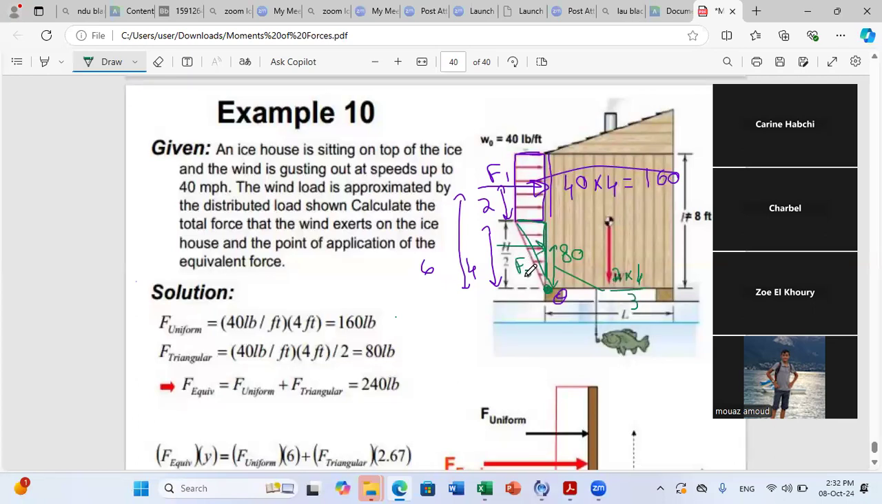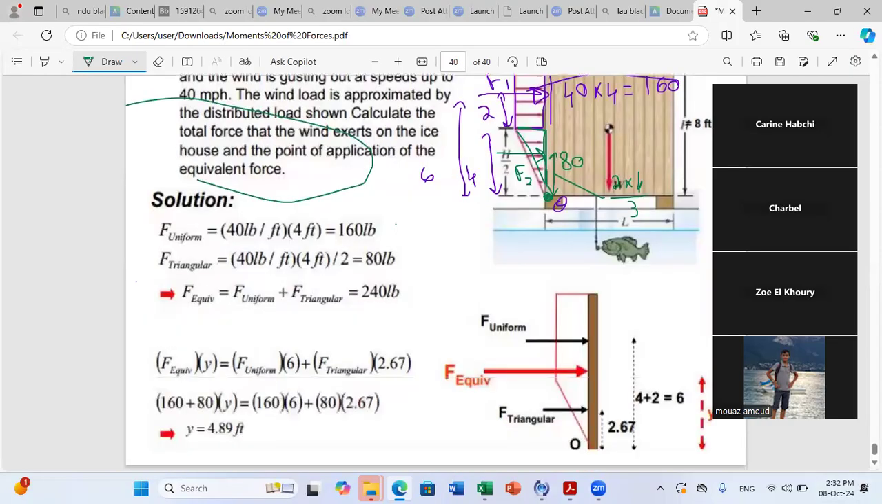So what I did until now, I reduced the distributed load to concentrated forces. What is the next step? They asked me to reduce to one single force. I want to reduce the whole system to one single force, okay? To do this, the method is always the same. Let me first reduce the system at any point on my figure. And here O is the easiest point. So let me first reduce the system at O.